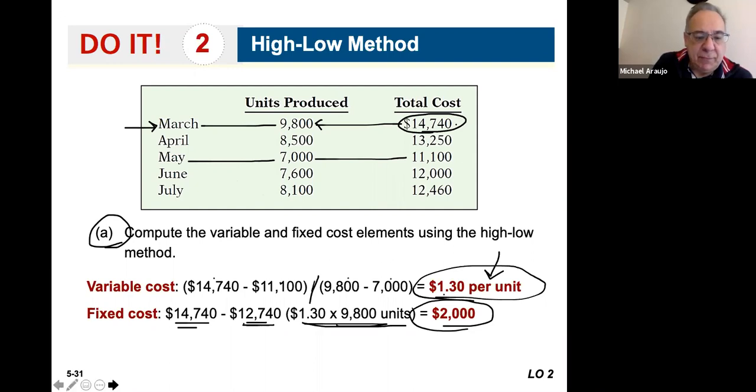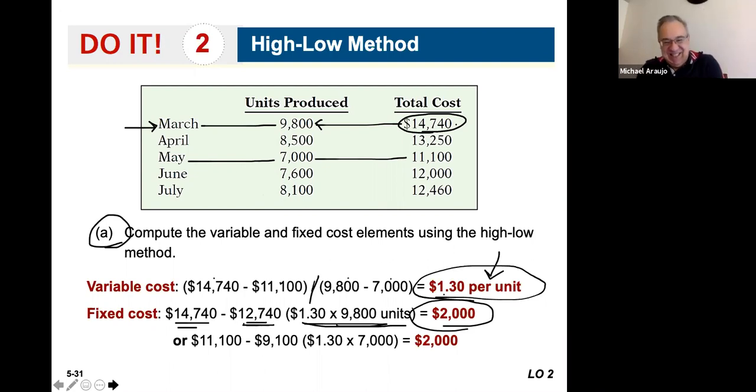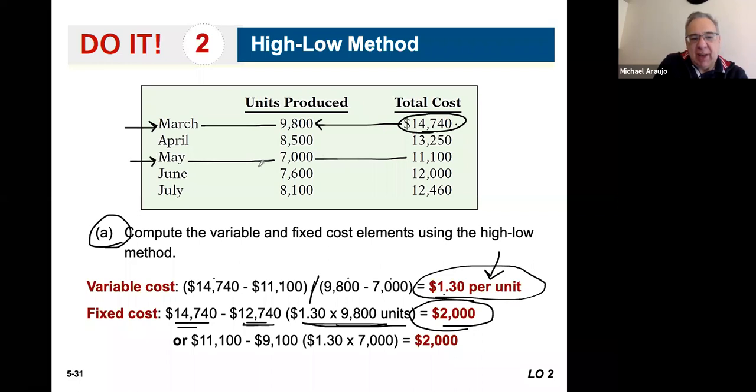Okay. And actually, they do it for May. So here in May, we produced 7,000 units. We know the variable cost is $1.30 for each of those 7,000. So we have $9,100 in variable costs. We have $11,100 in total costs. So your fixed cost is $2,000. So we know for sure the fixed cost is $2,000, and the variable cost is $1.30 per unit.